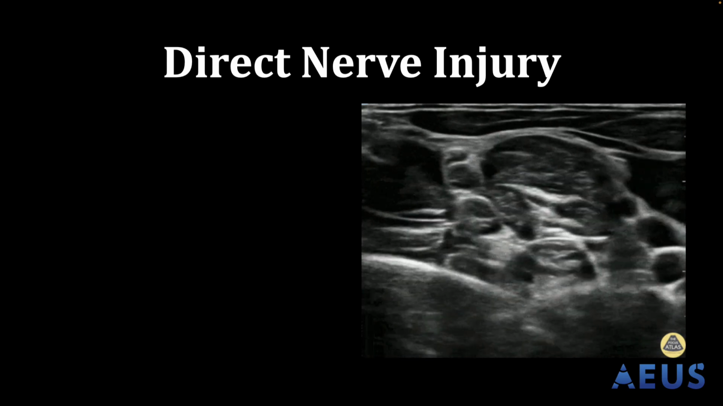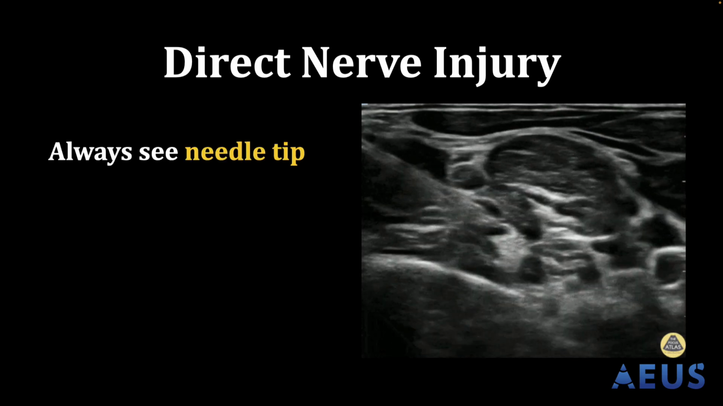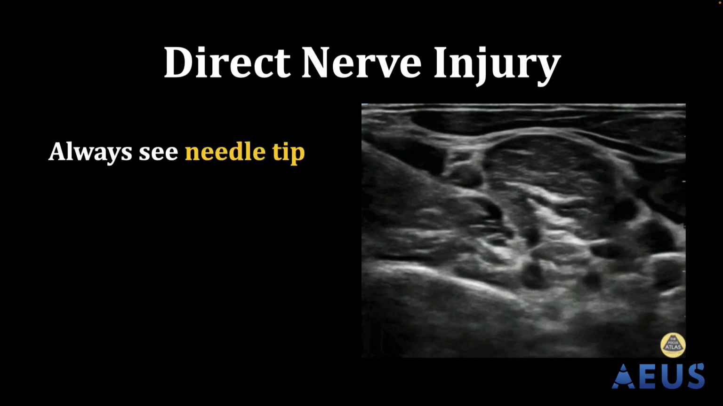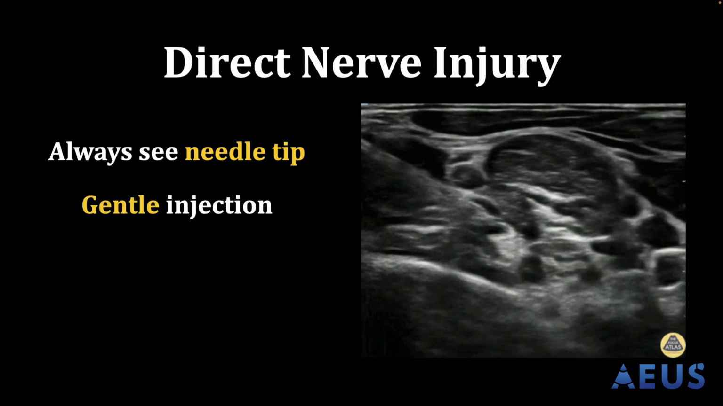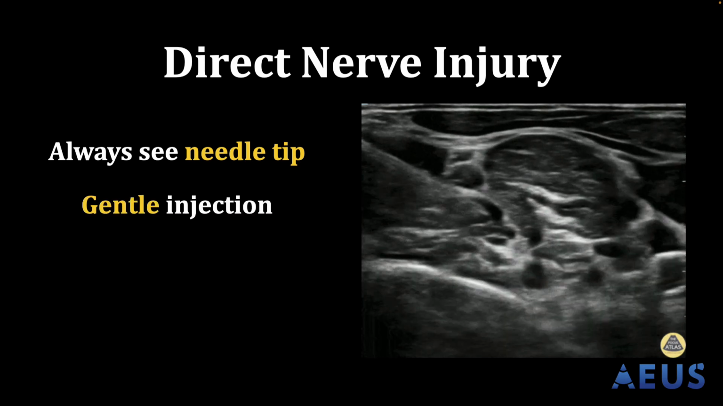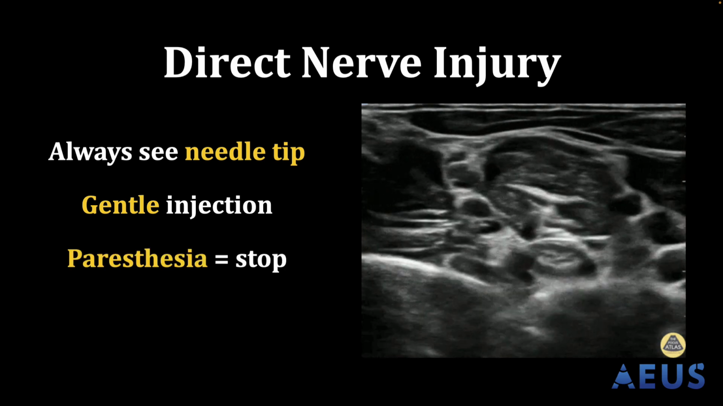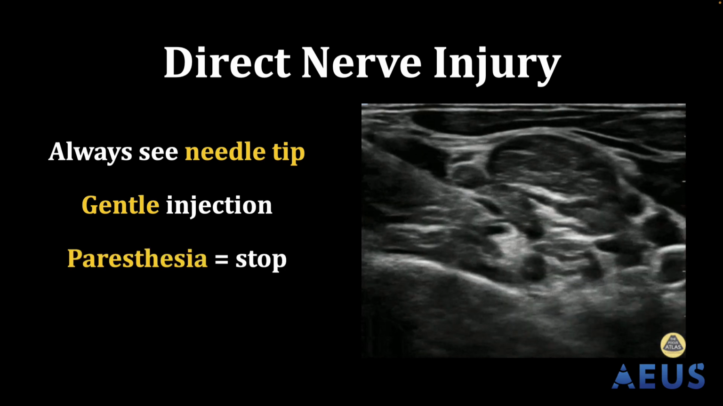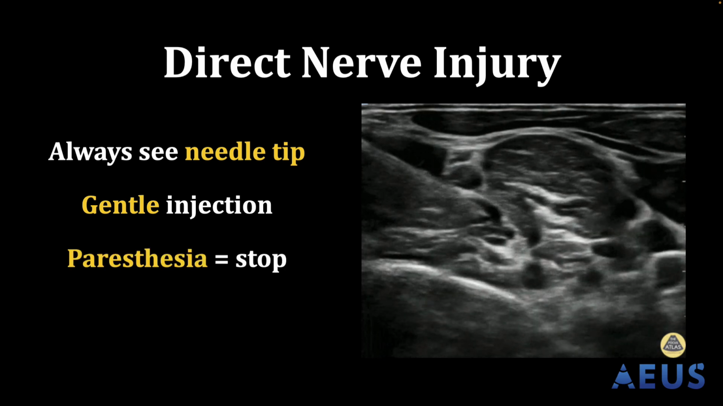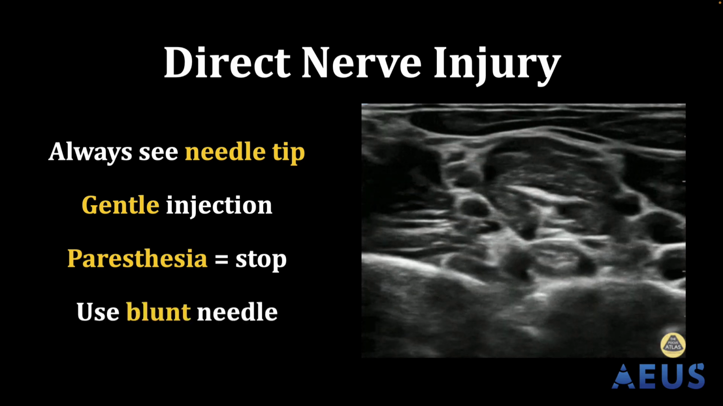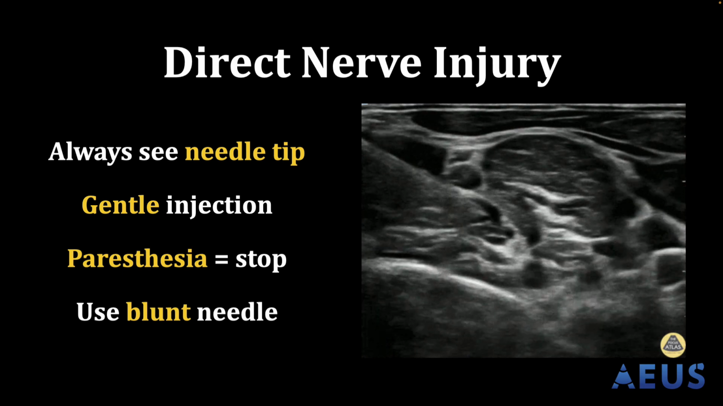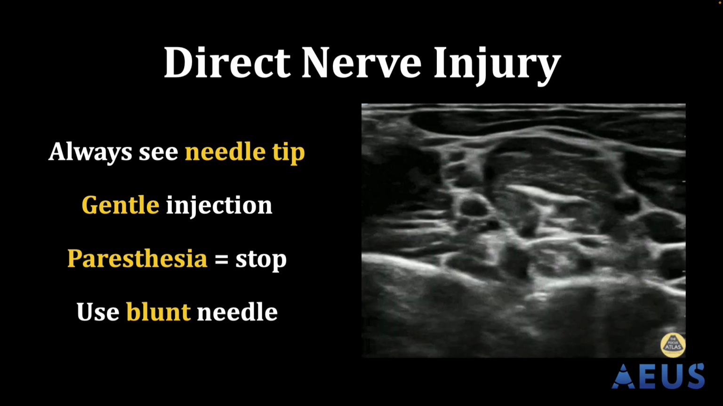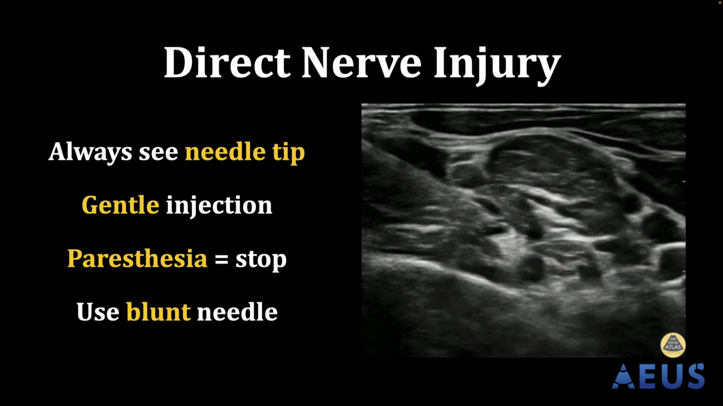Nerve injury is best avoided by always maintaining a full and clear view of the entire needle length during the entire procedure, starting with a gentle test injection to confirm that the anesthetic spreads around but not within the nerve, stopping immediately if the patient develops any paresthesias or numbness during the injection, and by using a blunt-tipped needle like a block-specific needle or Quincke-tip spinal needle. These blunt-tipped needles have a lower chance of causing a nerve injury as compared to a standard hypodermic needle.